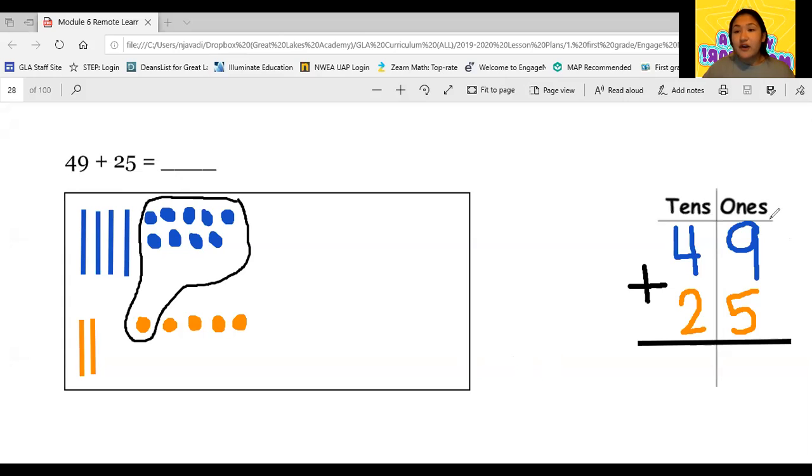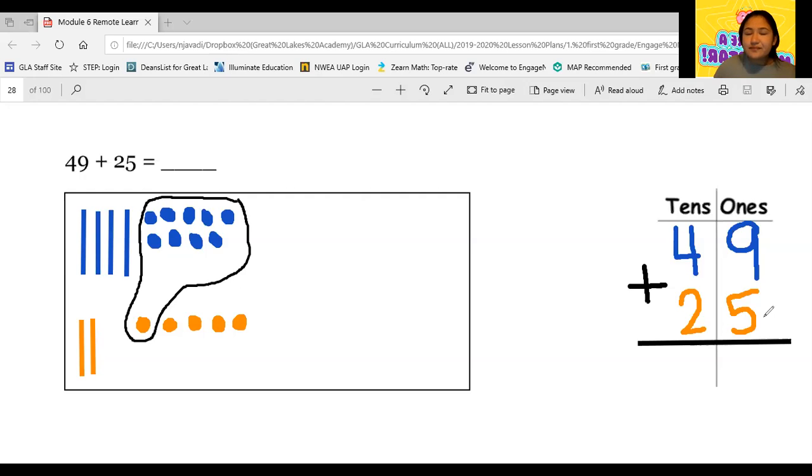Remember that when we do vertical addition, we always add, that's right, we always add the ones column first. So let's check out our ones. We have 9 ones and 5 ones. I know that 9 ones and 5 ones makes a total of 14 ones. Can I make a new 10 using 14 ones? Say yes way, yes way.